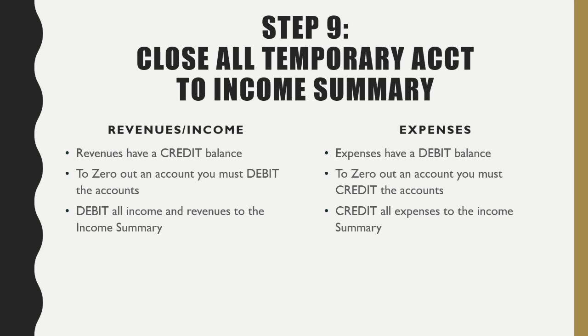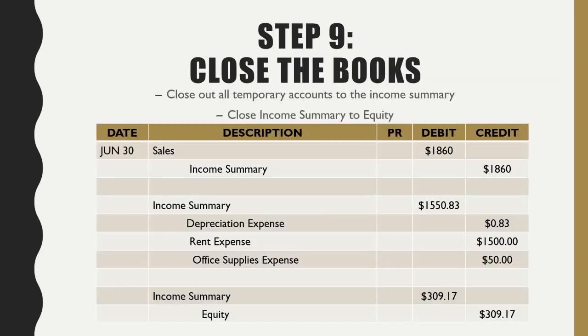So that's the very thing that you're going to do. You're going to zero out all of your revenues by debiting all your revenues into income summary. Okay? And you're going to do the same thing for your expenses. Expenses normally have a debit balance, so your job is to credit every single expense to zero out each account, crediting them all out to income summary. So here's an example: you debit all of your revenues to income summary, and then you credit all of your expenses to income summary.